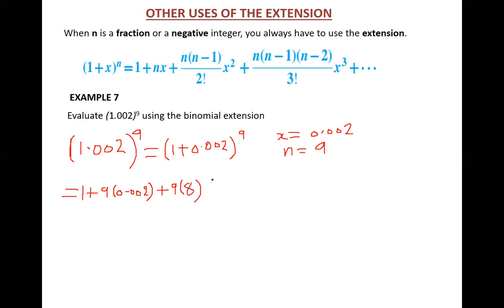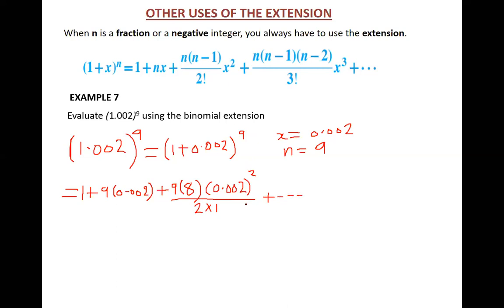Then close the brackets. And then my x, what is my x? My x now has to be raised to power 2. So my x is 0.002, like that, and then raised to power 2. With such questions, you have to go back to grade 1 types of methods of multiplying decimal numbers. So this is 2 factorial. So 2 factorial is just the same as 2 times 1. So you keep on going like that.